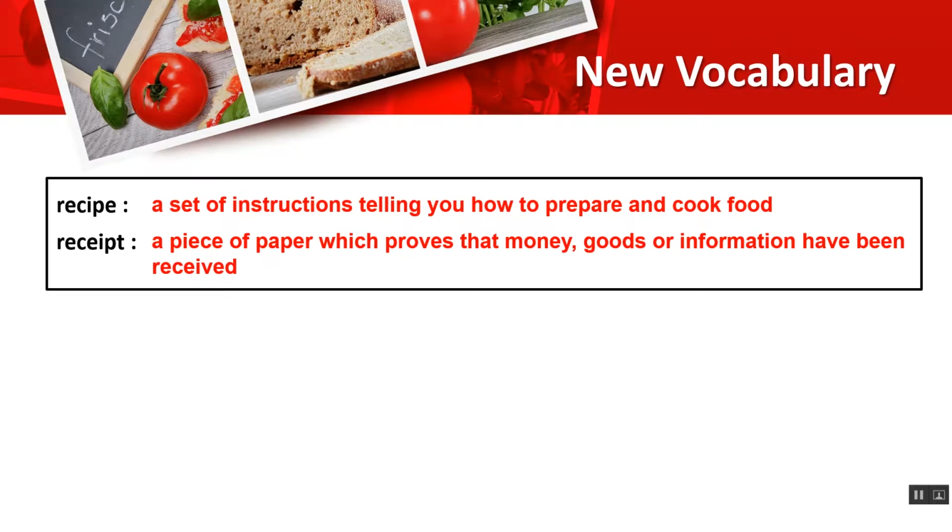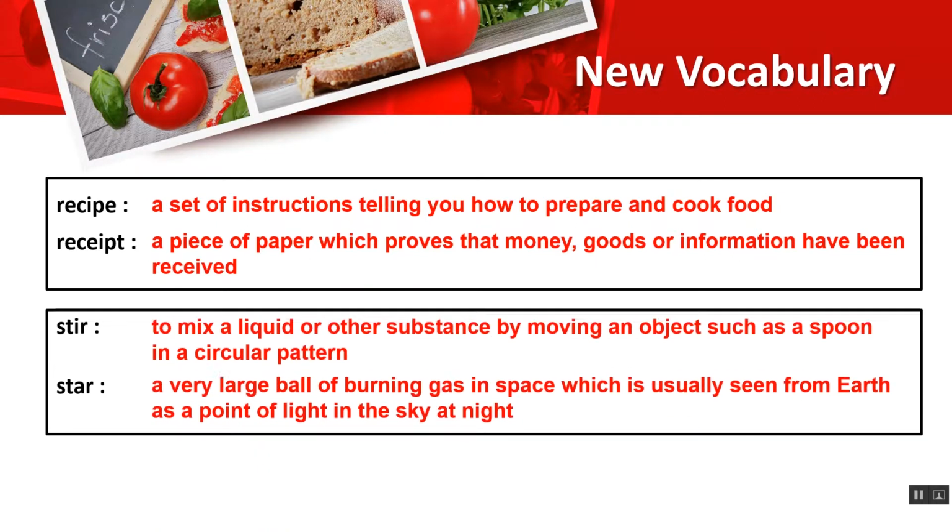To differentiate between the two words recipe and receipt, here we have the meanings of them. Recipe, a set of instructions telling you how to prepare and cook food. Receipt, a piece of paper which proves that money, goods, or information have been received.